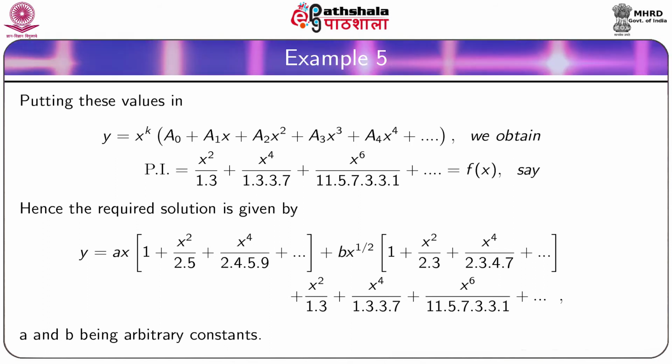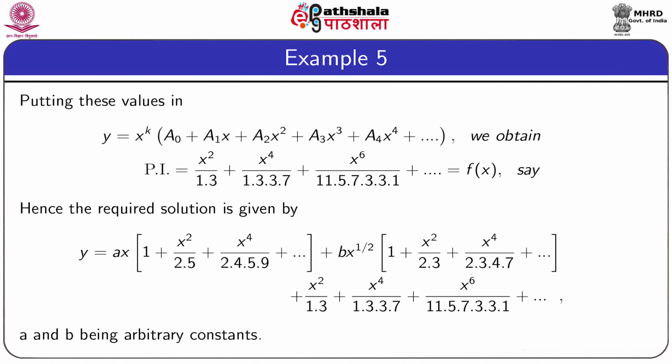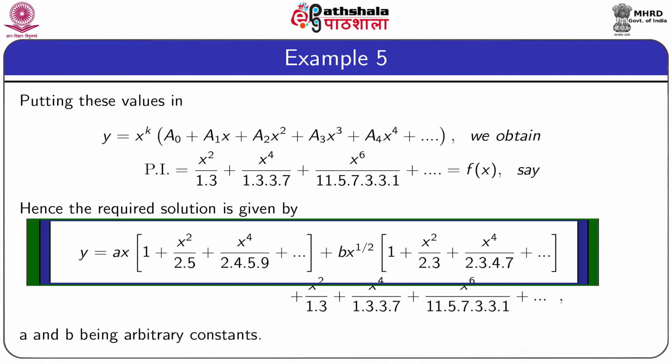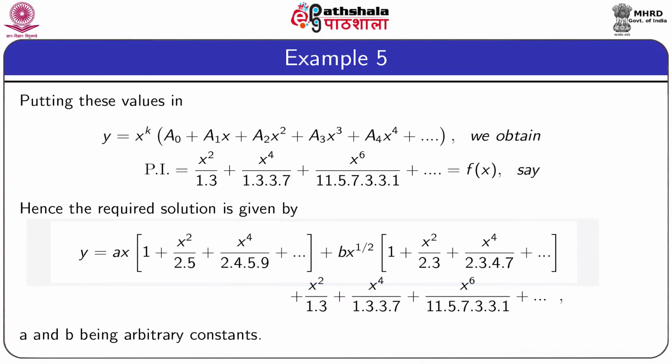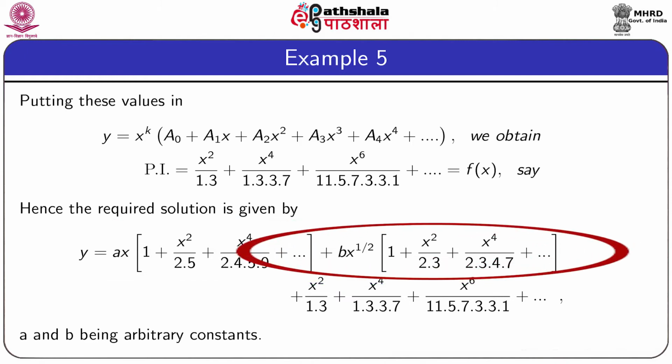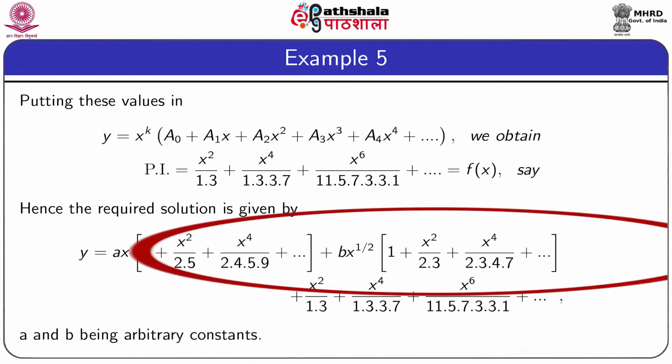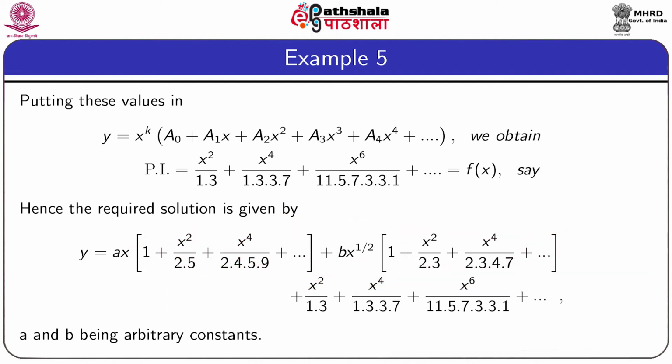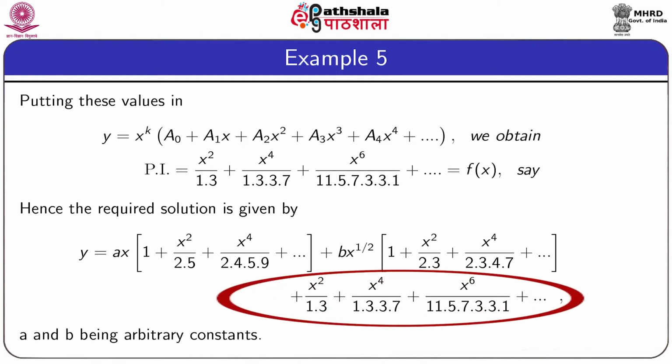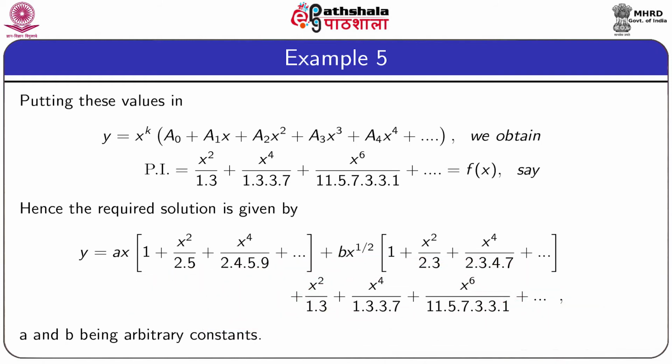Hence, our required solution will consist of a complementary function and a particular integral given by y equal to a x into (1 plus x square by 2.5 plus x to the power 4 by 2.4.5.9 plus dot dot dot) plus b into x to the power half multiplied by (1 plus x square by 2.3 plus x to the power 4 by 2.3.4.7 plus dot dot dot) plus the particular integral x square by 1.3 plus x to the power 4 by 1.3.3.7 plus dot dot dot, where a and b are arbitrary constants.